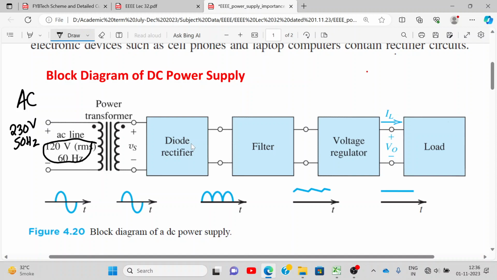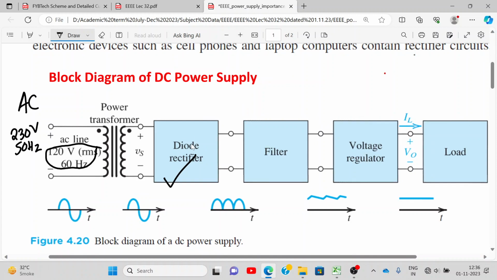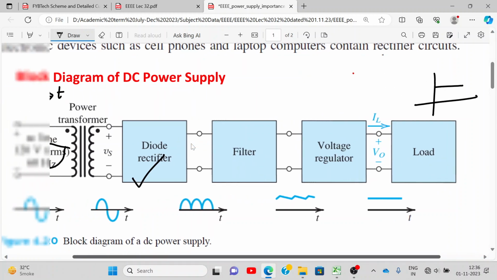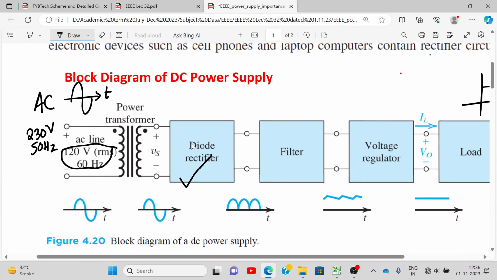Then we have this diode rectifier. So we have to study this block. What will the diode rectifier do? It will rectify: the negative part will be gone, and you'll get this type of waveform. Can you see these waveforms? Ultimately, what we want from this AC is a DC signal like this. This is AC to DC conversion. This is what happens in your adapters, your mobile phone adapter, and the charger of your laptop.